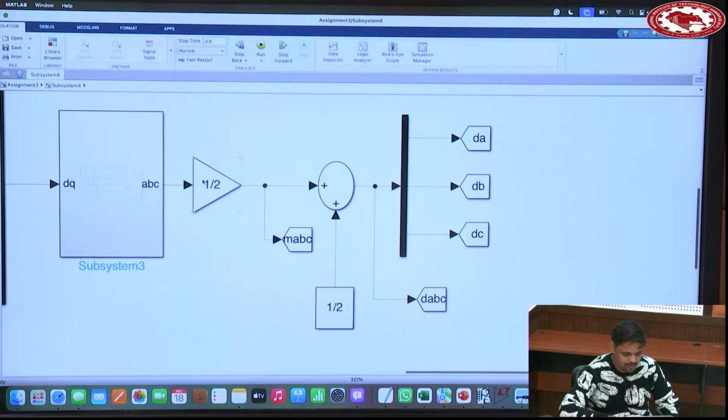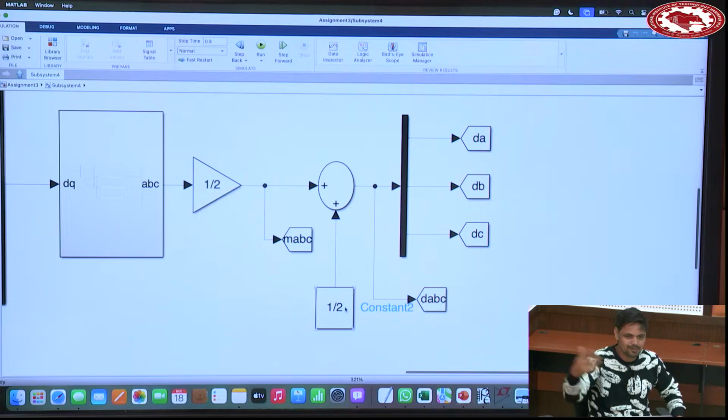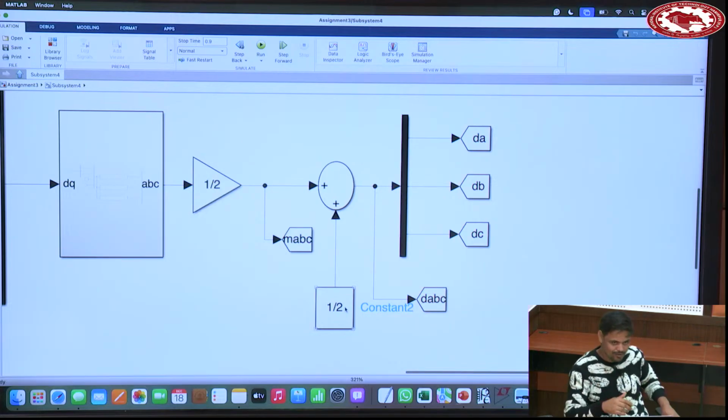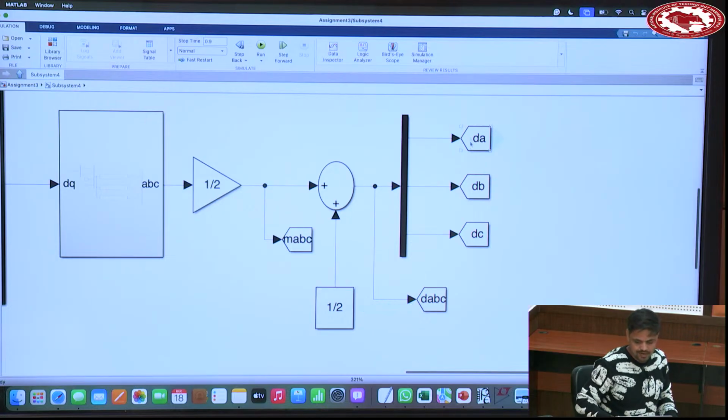So you pre-multiply by 1 by 2. So it will be confined to -0.5 to +0.5. Then you add half. So it is similar to adding 1 then multiplying by 1 by 2, or multiplying by 1 by 2 first and then adding half. You will get DA, DB, DC.